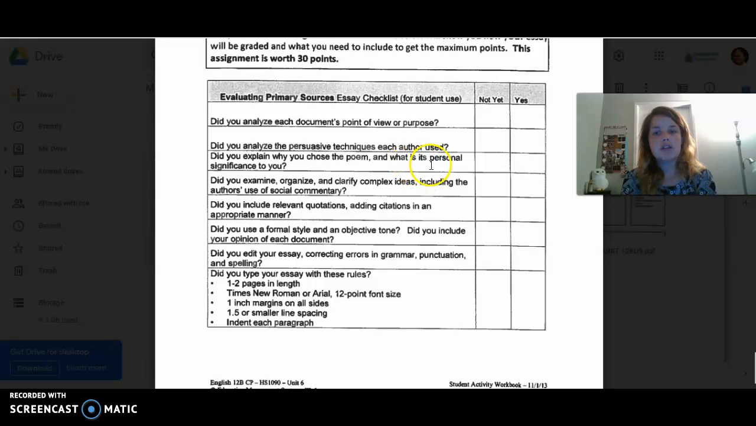Did you explain why you chose the poem and why it's personal significance to you? So you're not choosing a poem. This is a bad one to put in there. Talk about why this is relevant to today there, right? Did you examine, organize, and clarify complex ideas using the author's social commentary? So did you talk about him or her or whoever wrote it commenting on society at the time, right?